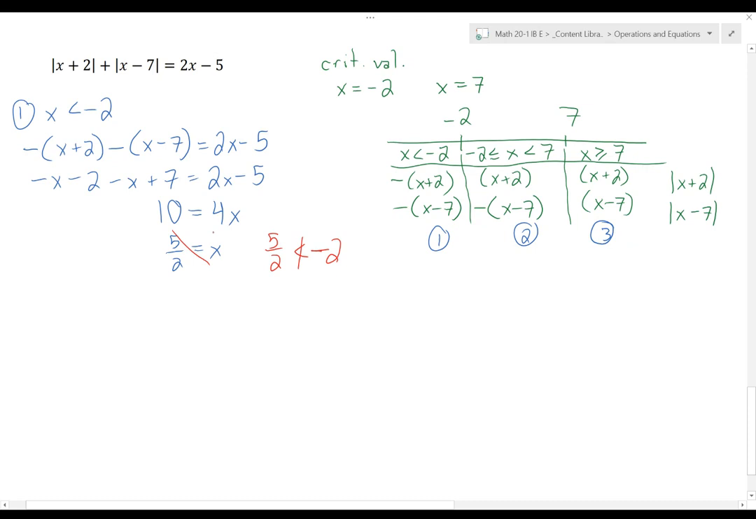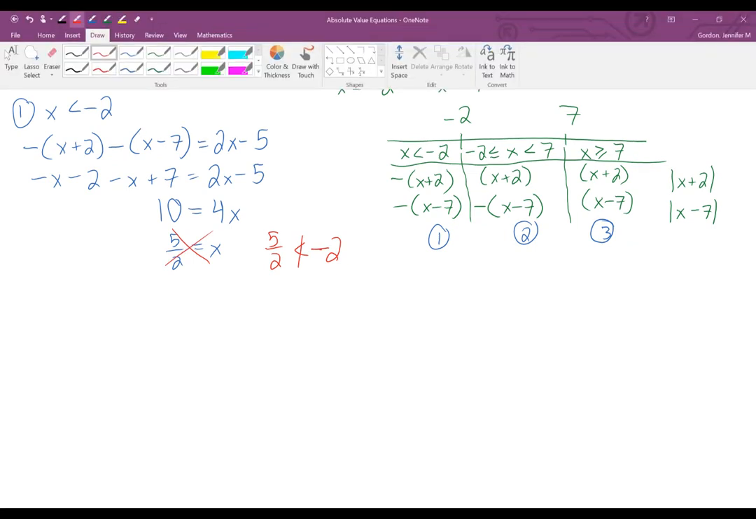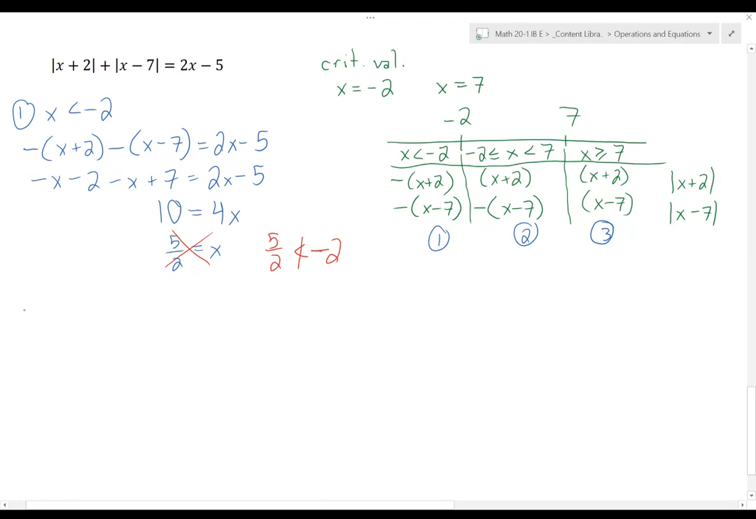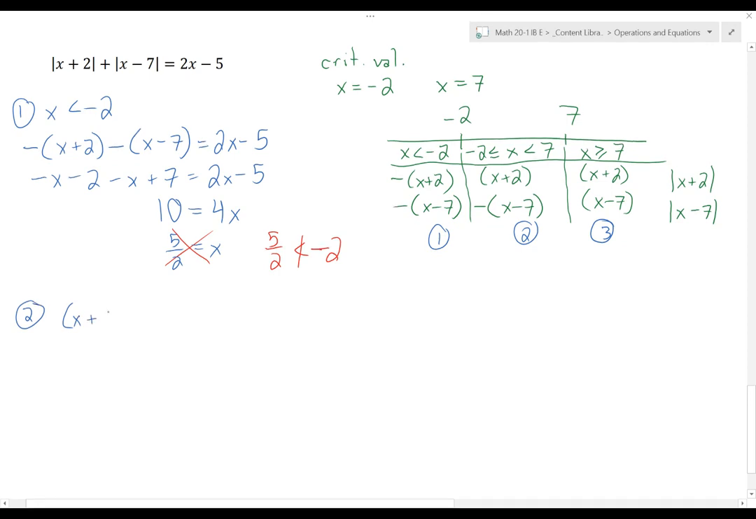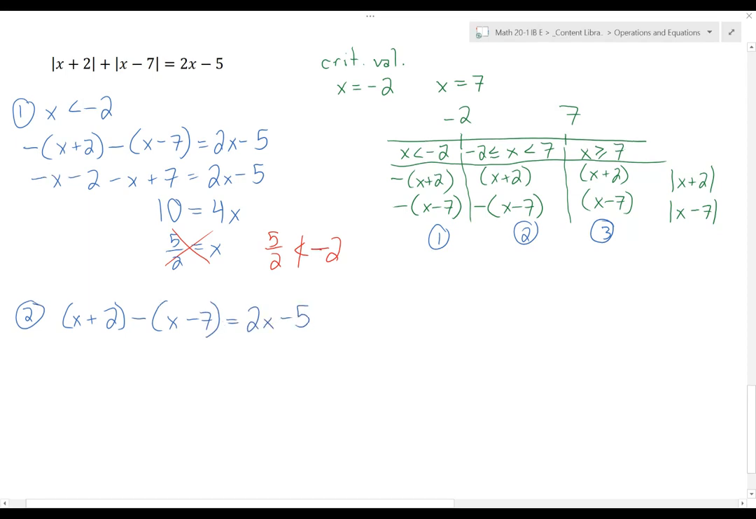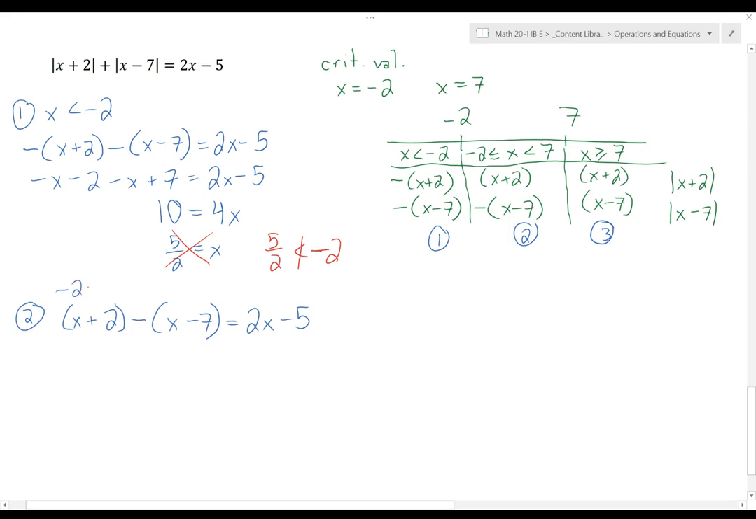So I reject that. And when we look at the graph after finishing the rest of this, we'll see where that extraneous value comes from, why that number shows up. The second interval, x plus 2 is positive, but x minus 7 is negative. So I get x plus 2 minus x minus 7 equals 2x minus 5. This is for values of x between negative 2 and 7.